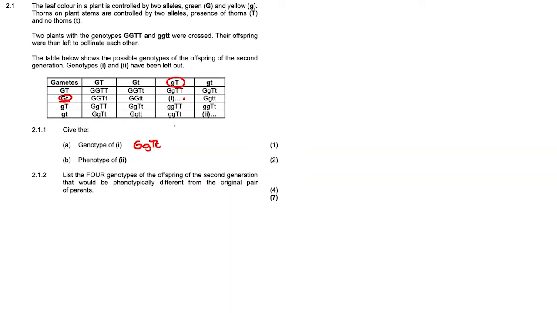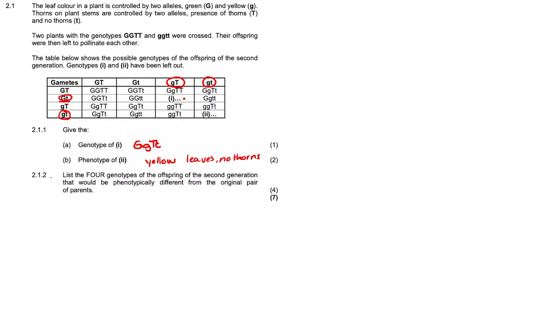B. The phenotype II. So II, we have this gamete being crossed with this gamete over here. So both gametes are homozygous recessive. So our phenotype would also be homozygous recessive, making the plant have yellow leaves and no thorns.